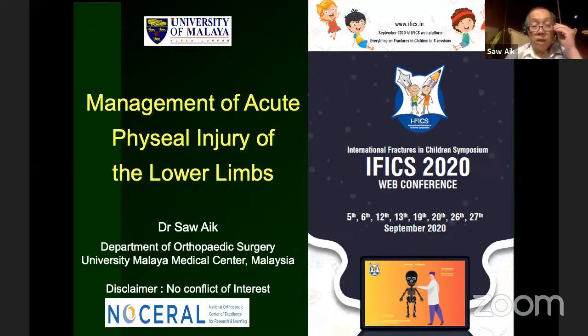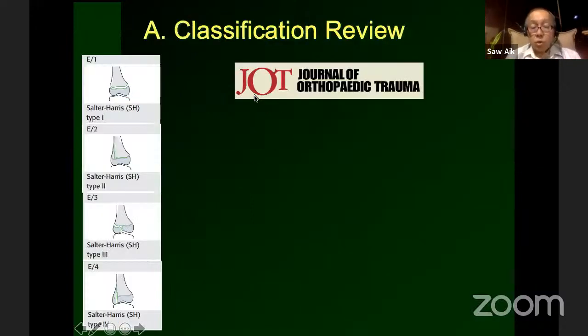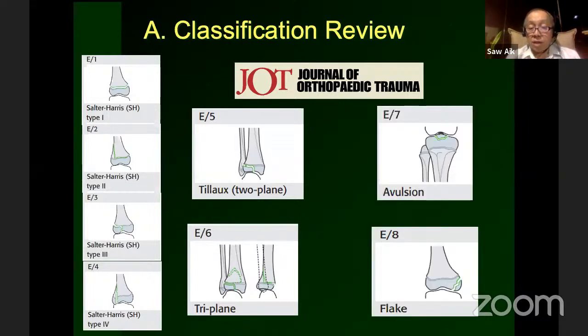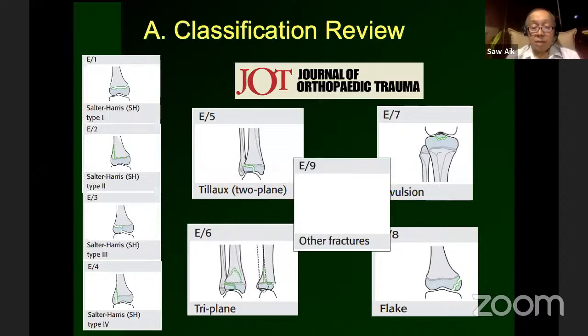Now, for management of physeal injury at the lower limb, for this lecture, I'm going to use this AO classification because it's more relevant to trauma and also covers a few patterns that are not covered inside Salter-Harris. E1 to E4 is basically the same as Salter-Harris classification. E5 and E6 is Tillaux and also triplane fracture. E7 and E8 is avulsion fracture and osteochondral fracture, which we do not have in Salter-Harris and the rest.